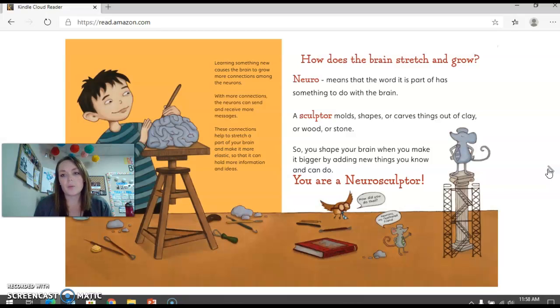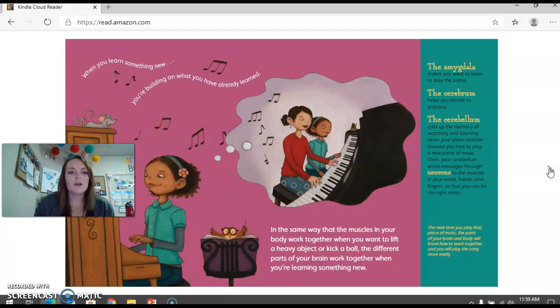Neuro means that the word it is part of has something to do with the brain. The sculptor molds, shapes, or carves things out of clay or wood or stone. So you shape your brain when you make it bigger by adding new things you know and can do. You are a neurosculptor. When you learn something new, you're building on what you have already learned. In the same way that the muscles in your body work together when you want to lift a heavy object or kick a ball, the different parts of your brain work together when you're learning something new.